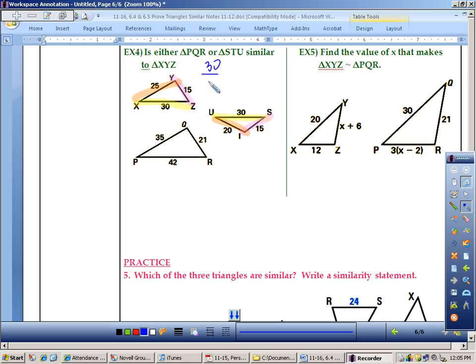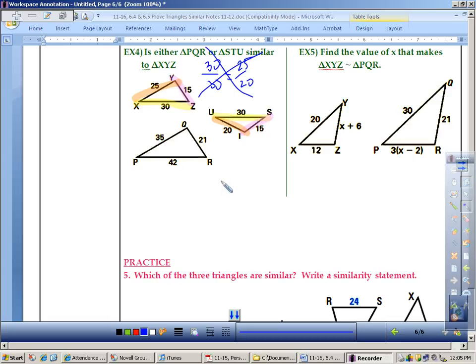So I have 30 over 30, longest sides, that's a 1 to 1. I have 25 to 20. So right there I know that those two are not similar. 30 over 30 is 1, 25 over 20 is 5/4. So these two are not similar to one another.